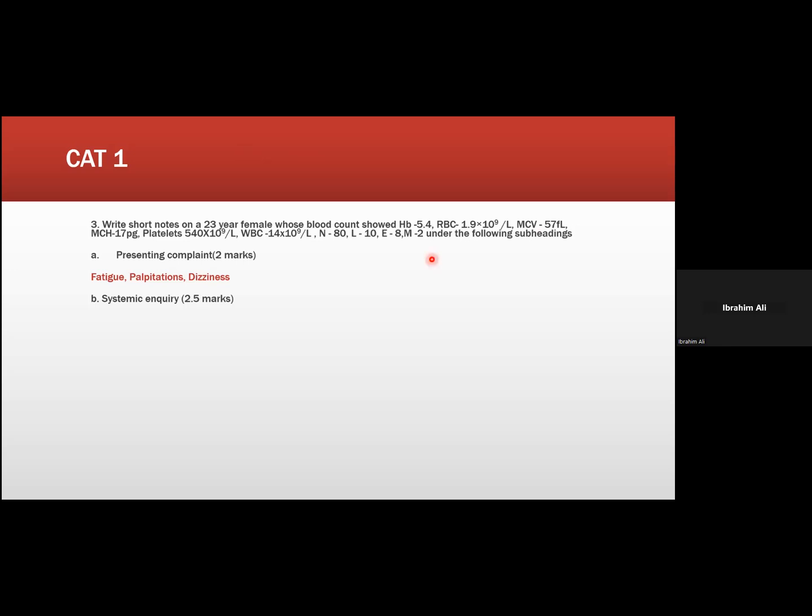Thank you, Abdi. So the systems, let's start with GI. In a patient with anemia we can see blood in the stool, or digested blood in the stool, that's what we call melena stool. In CVS, we can find palpitation, edema. In respiratory, we can have shortness of breath, sometimes also tachypnea, and so on. This one is easy, just 2.5 marks. If you do this, you'll get all your marks.